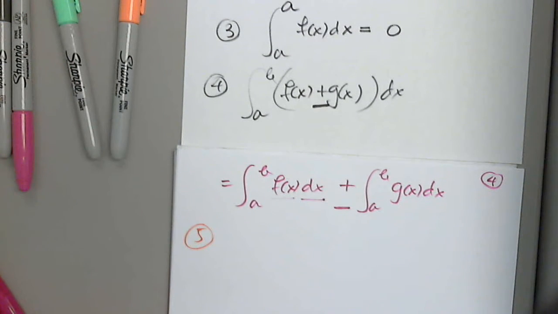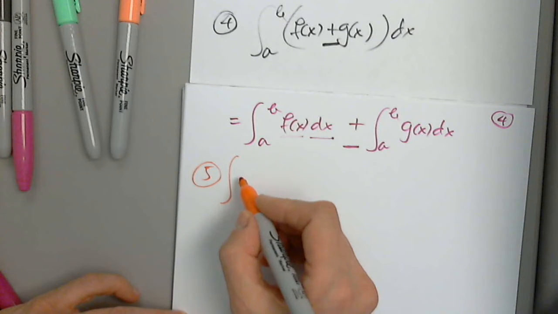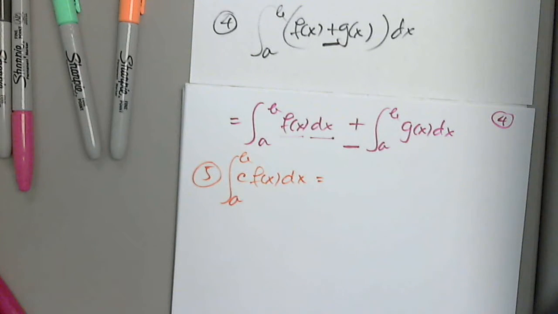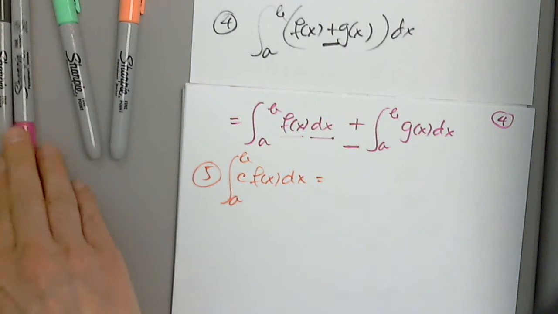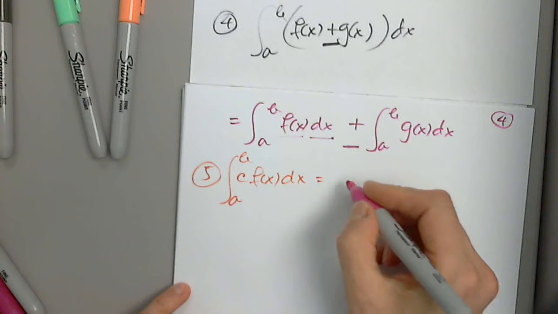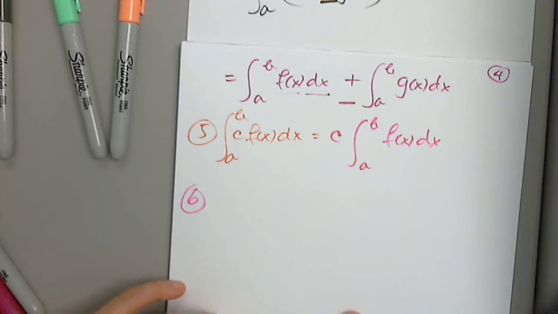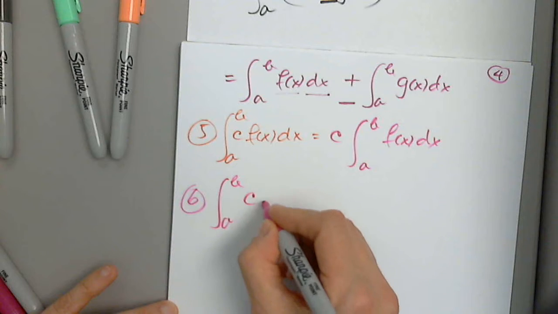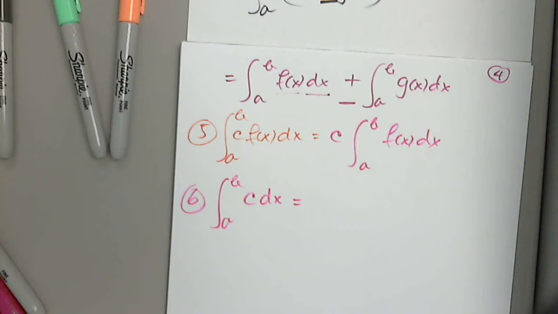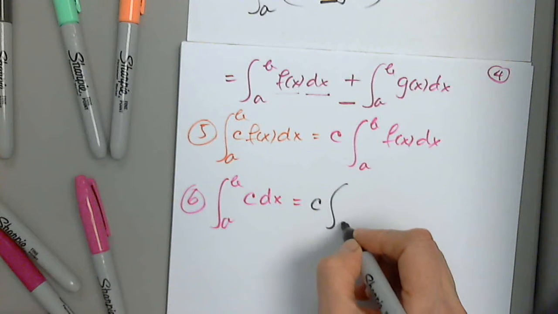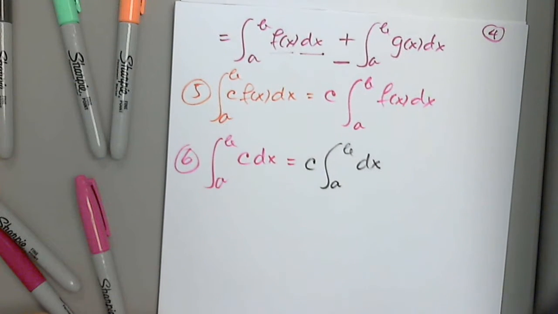Oh, okay. Now the integral from a to b from a constant times f of x dx. All common sense so far, right? Okay. What would you say this equals to? Of course, the constant times the integral from a to b from f of x dx. Awesome. 6. The integral from a to b from a constant dx. Yes, it's c times the integral from a to b from dx.